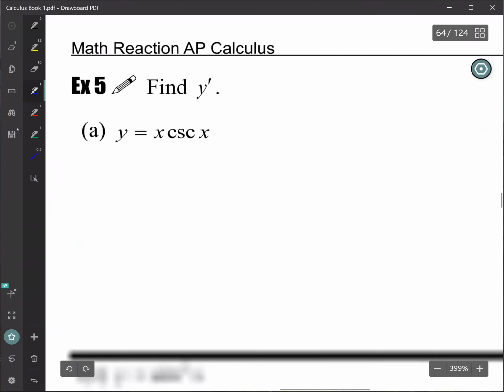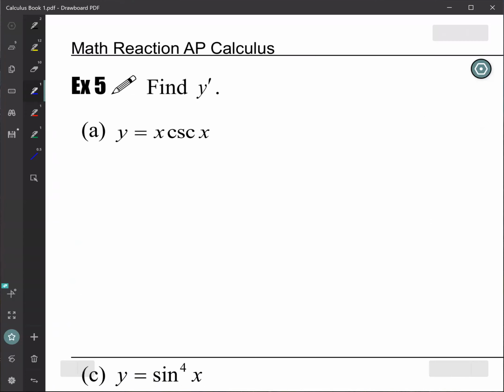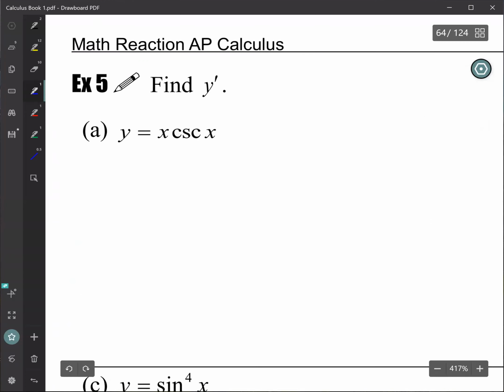So let's try number one. Question A. This one, you have a function times a function. So right away, you should see this is a product. So I'll let you try this. Please raise your hand when you finish.